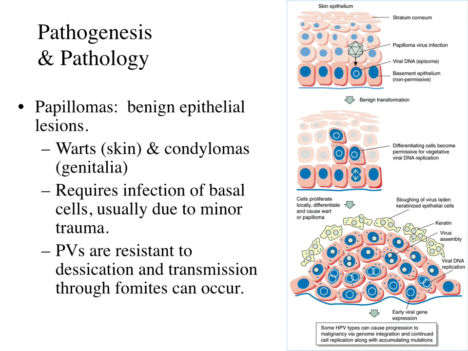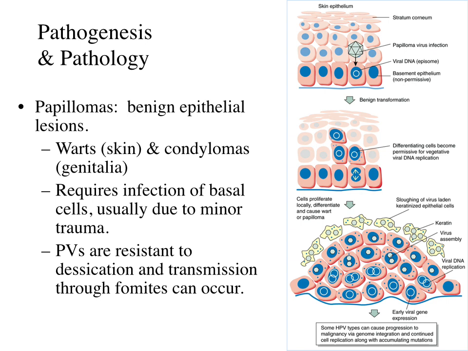So let's look at pathogenesis and pathology. Most often, infection with a papillomavirus results in a benign epithelial lesion. These are often on the skin, we would consider them warts, and if they're on the genitalia, we use the term condylomas. And it requires infection of the basal cell. Remember that that's where the initial replication of the viral DNA is going to occur as an episome.